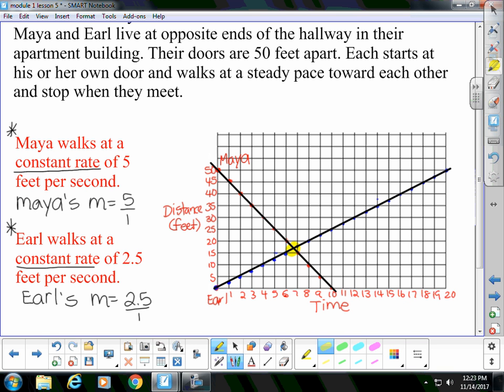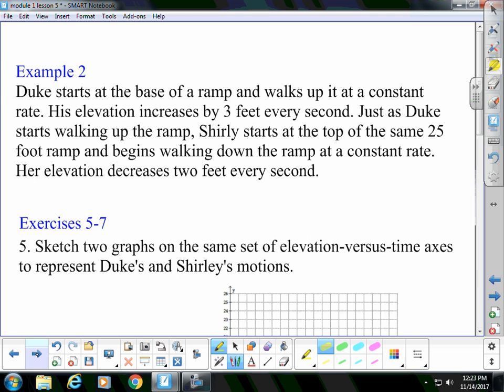There's a little bit more to it, but that's the idea of the types of graphs that we're going to be making today, which are distance and time graphs. Okay, so let's go on to a more specific story that actually gives us all of the necessary information. This is actually over on the next page. It's example 2. It's about Duke.